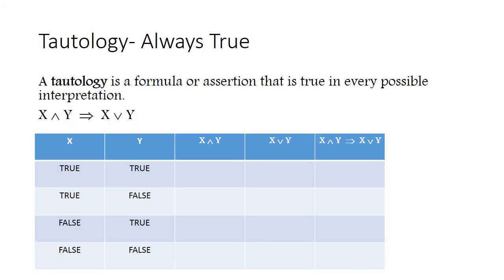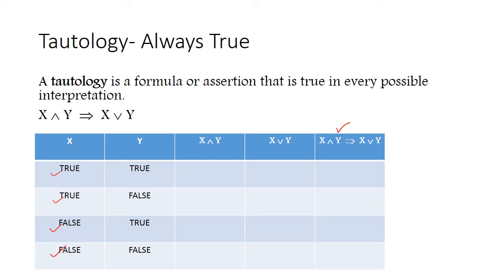Now let us come to tautology. What is tautology? Tautology is a formula or assertion that is true in every possible interpretation. So these are the possible interpretations if we have two propositional variables: true true, true false, false true, false false. Now let us derive the truth values of this column.